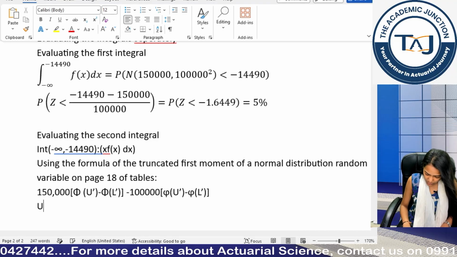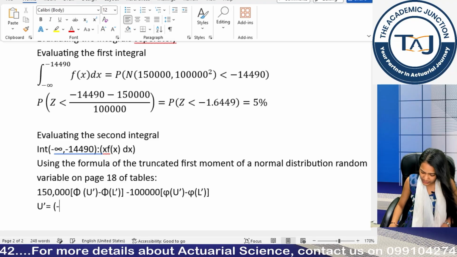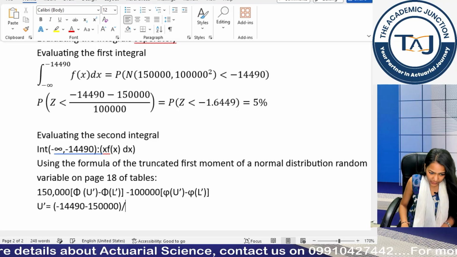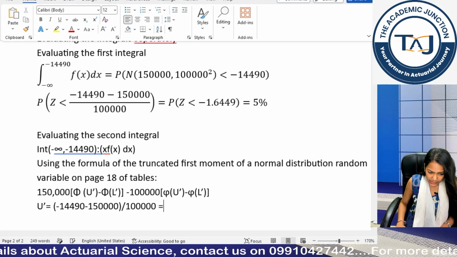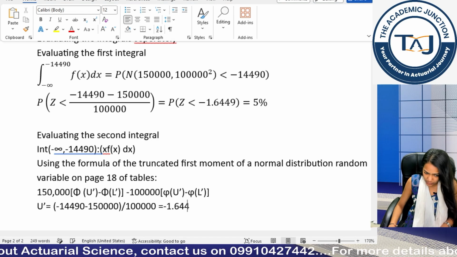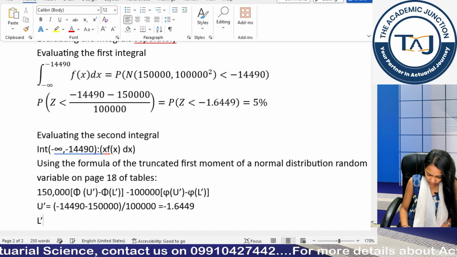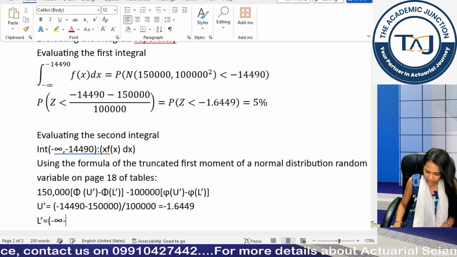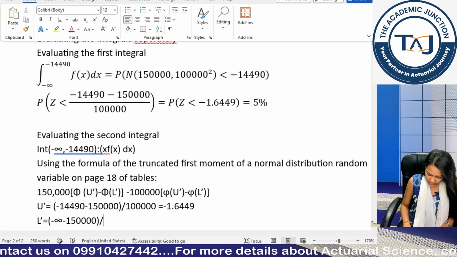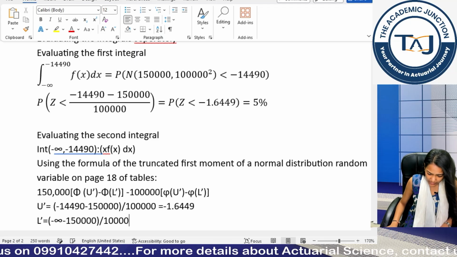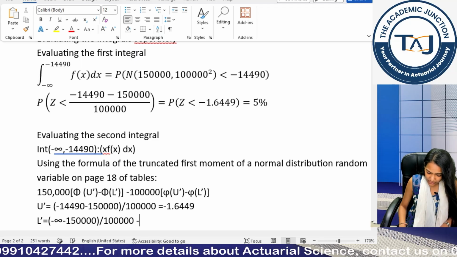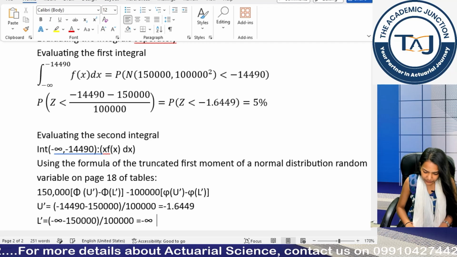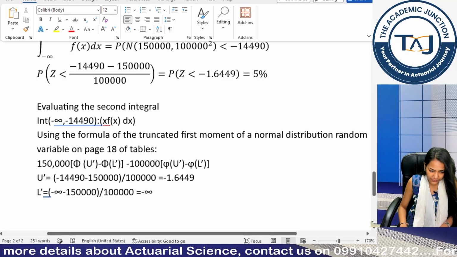So, we get u dash as, what is the u dash? This is 14490 minus 150,000 divided by 100,000. This is equal to minus 1.6449. Again L dash we are calculating. So, L dash is minus infinity, which is our lower limit, divided by 100,000. Whatever we divide it by, whatever we subtract from minus infinity, we will only get minus infinity. So, this becomes minus infinity.